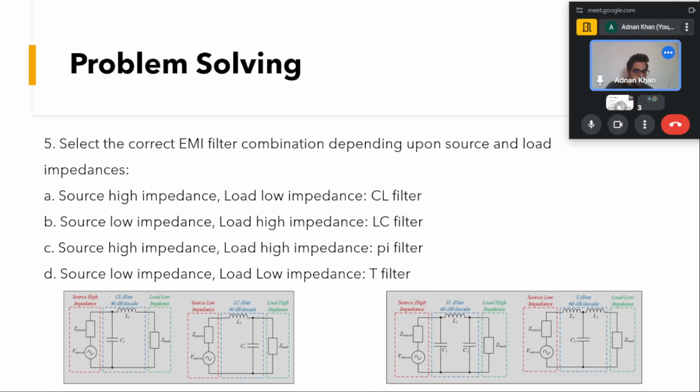And if the source as well as the load have low impedances, then we shall be having a filter which has high impedance towards the load as well as this side. As such we will be implementing this pi network, which has the inductances towards the load and the source and the capacitance in between. So all of these options are correct.